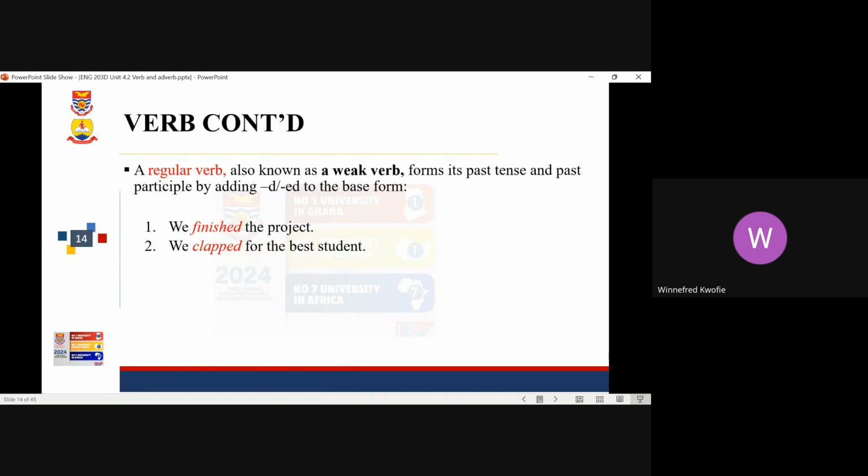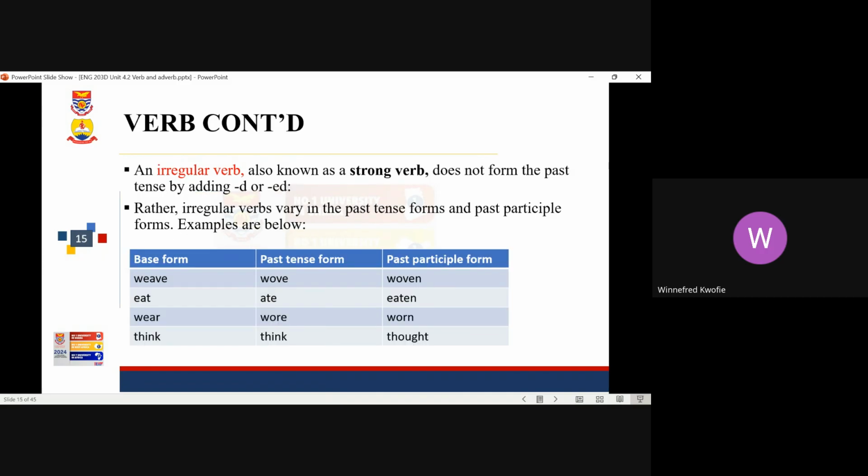take the usual verb and then D or ED. They finished, clapped, walked. These are regular verbs, also known as weak verb forms. We also have the irregular verbs, where sometimes even the verb will remain the same, whether used as present or past. And then sometimes the spelling changes, some vowel.